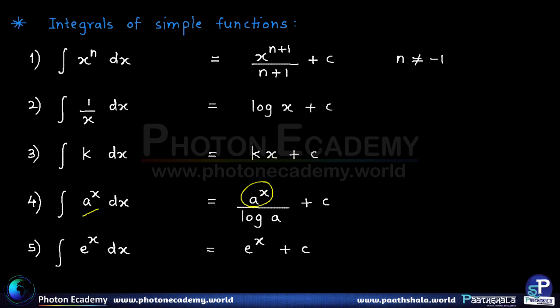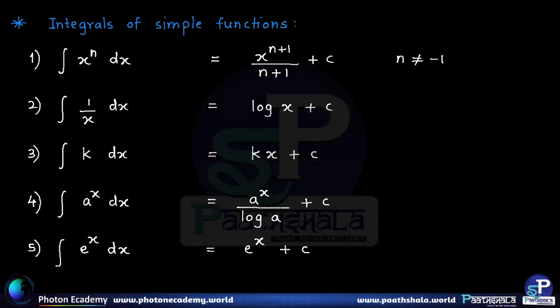Now the fifth formula is a special case of the fourth formula. That is, if you put a as e, then the answer will obviously be e raised to x only, because the denominator log e is nothing but 1. So moving on, let's see a couple of further formulae also.